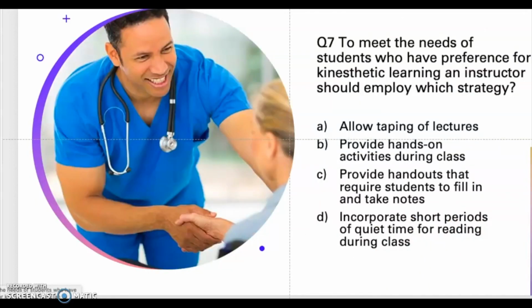Question number 7. To meet the needs of students who have a preference for kinesthetic learning, an instructor should employ which strategy? A. Allow taping of lectures. B. Provide hands-on activity during class. C. Provide handouts that require students to fill in and take notes. D. Incorporate short periods of quiet time for reading during class. So the correct answer for this question will be B. Provide hands-on activity that will foster kinesthetic learning, because kinesthetic learning has to do with practicals.